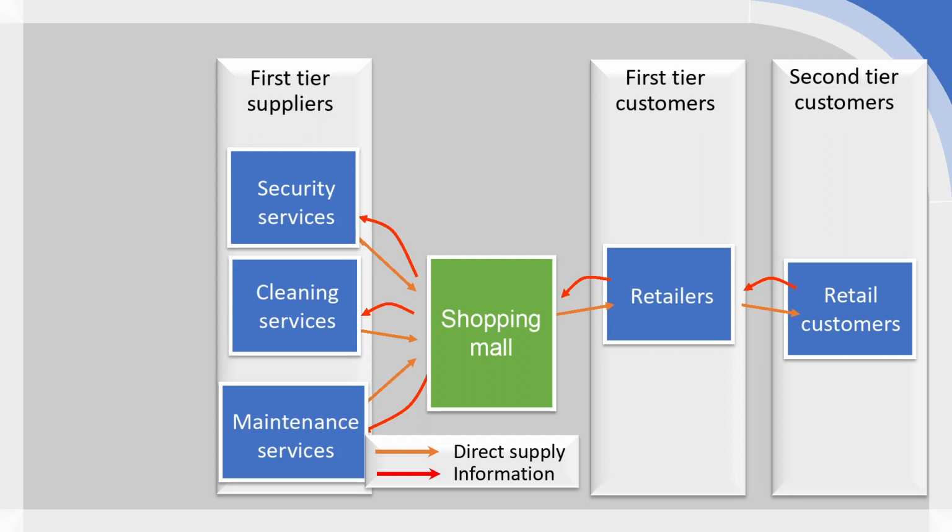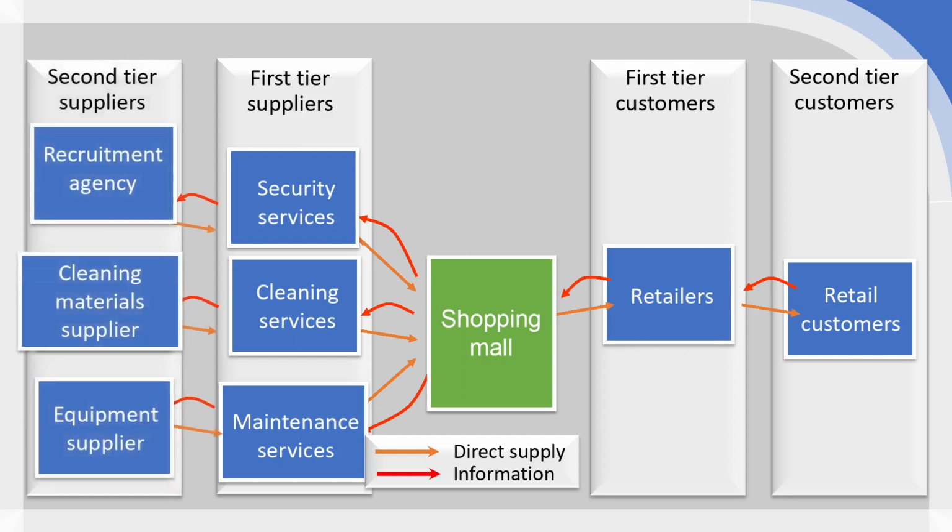But even then, we can see that there isn't necessarily a stop in our upstream linkages. If we look at how our first tier suppliers themselves bring in resources needed for their operation, we will see other second tier suppliers that they engage with. So security is an interesting example of this. So the shopping mall themselves don't actually provide security services. They will contract with a company, let's say Securitas, which is a specialist security services company.